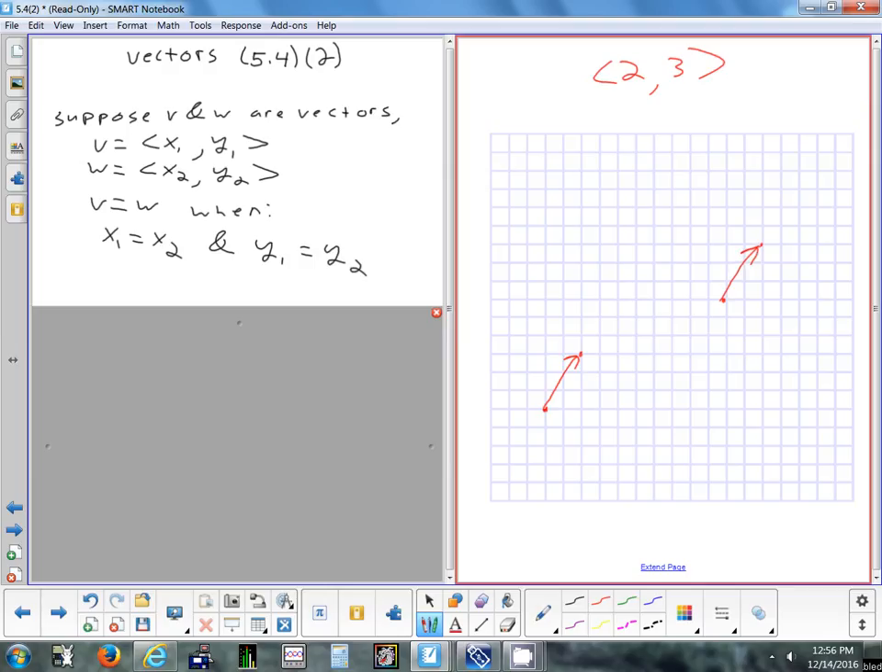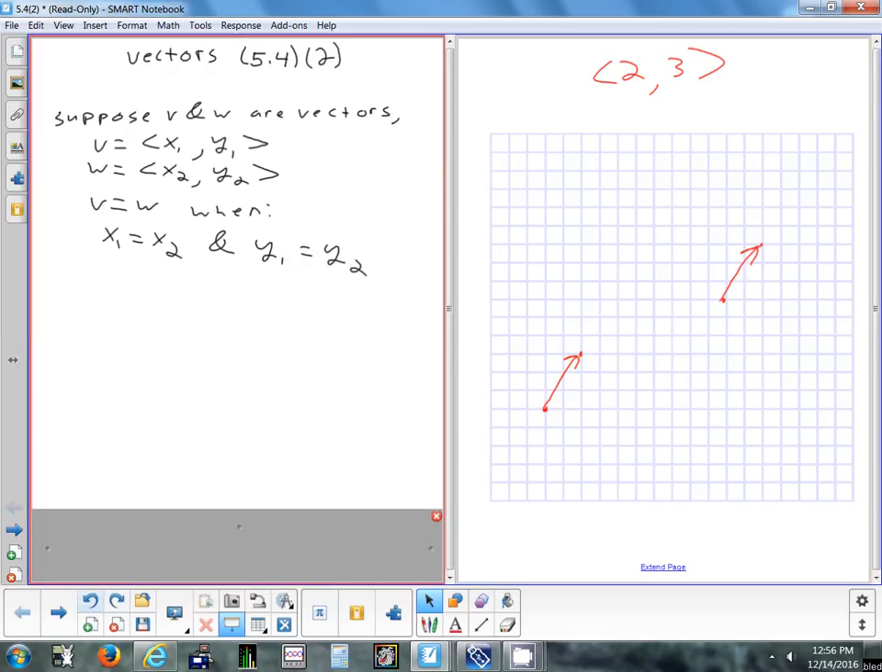Even though these vectors have different initial points and different terminal points, that doesn't mean they're not equal. They are. For two vectors to be equal, they just have to have the same horizontal and vertical components. So basically, if you drag them on top of each other, they would look the same. Any questions on that idea? So that's what it means for two vectors to be equal. And there's a picture.